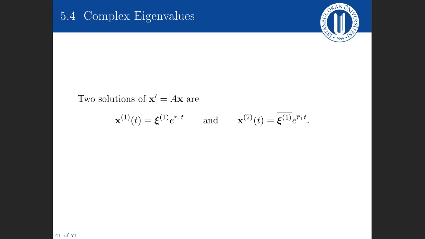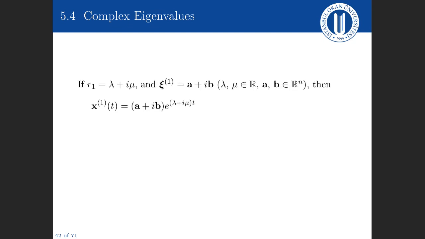So if we know our eigenvalue and eigenvector, then we know two solutions: xi1 e to the power r1t, and the complex conjugate of xi1 e to the power of the complex conjugate of r1t. But these two functions map from the real numbers to Cn, and we don't want to be mapping to Cn. We want solutions which map to Rn. Recall what we did in chapter 3. I'm going to use the same ideas here.